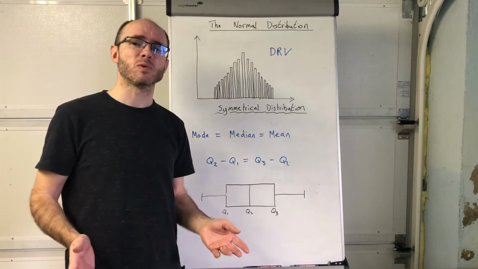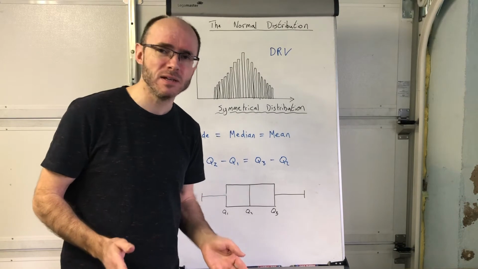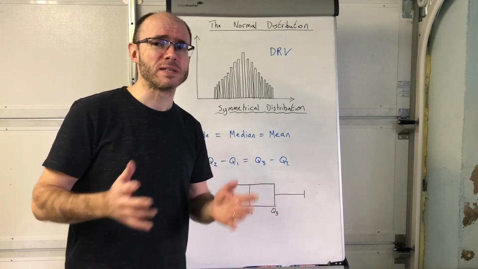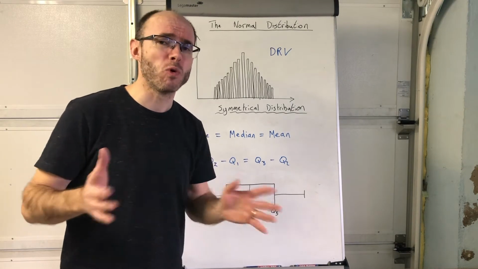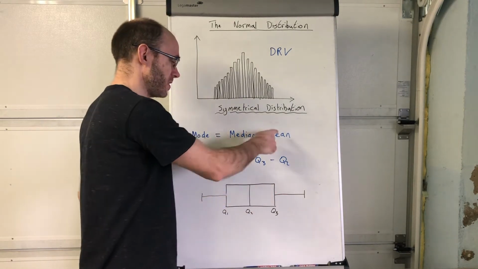So when we've got symmetrical data, it's important to recognise that the mean, median and mode are all exactly the same. So when you do a calculation, the median, mode and mean are all the same, okay? That's an important note.